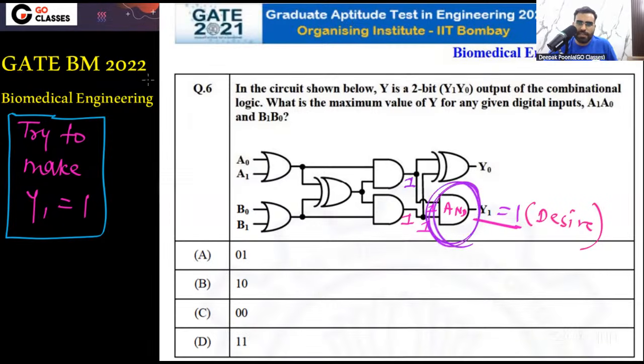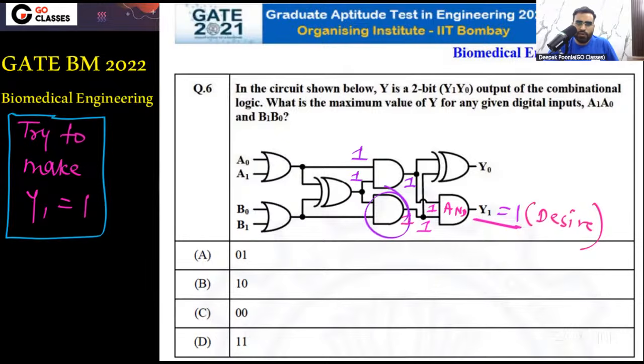Because remember, for this AND gate, the two inputs are the outputs of these AND gates. So you can see the outputs of these AND gates must also be 1 1. Now, this is an AND gate, and this is also an AND gate. The output of an AND gate will be 1 if and only if all the inputs are 1. So here I can say that this must be 1, and this must also be 1.